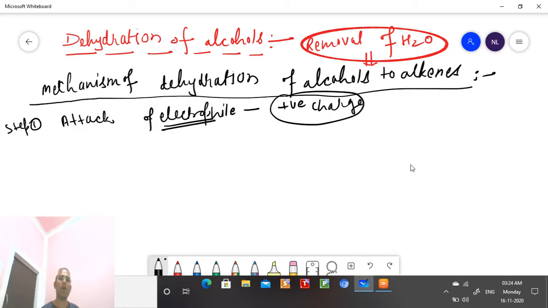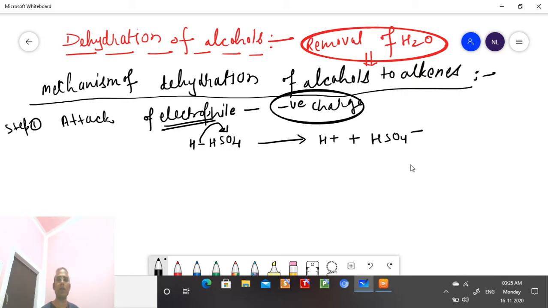How are we generating the electrophile? We are having H2SO4. I am writing H2SO4 in the form of H-OSO3H, and this bond will be shifted, the lone pair of electrons will shift here. So it will form H plus, that is HSO4 minus. This is what is known as the electrophile. Right student, this is the electrophile.